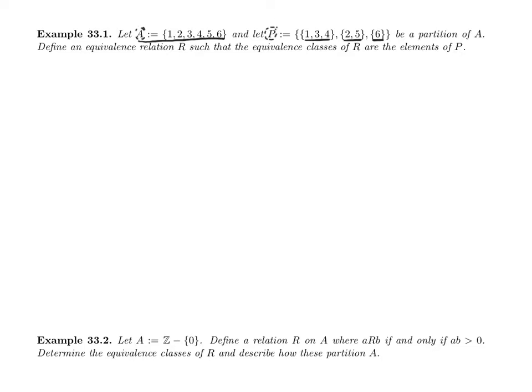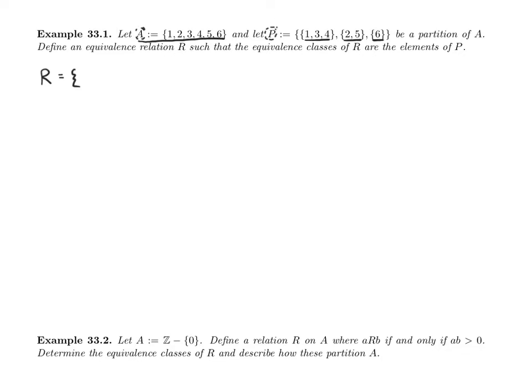So we just want to quickly define an equivalence relation so that the equivalence classes of R are the elements of P. So we just need to write down what R is. Remember, R is a relation, so that means it's a subset of A cross itself. And we just need to write down all of the pairs of elements that are related to each other.